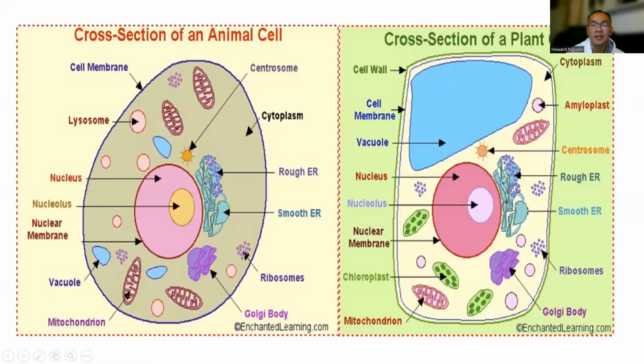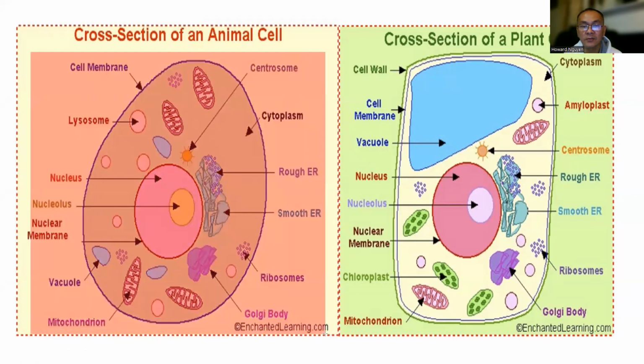Great. Now, as you can see here, these are the 2 models of cell. The animal cell is round, looks like an egg. So this is the animal cell here. That's the animal cell. Okay. And on this side, this is the plant cell. So as you can see here, the plant cell is rectangular, whereas the animal cell looks like an oval shape or an egg.